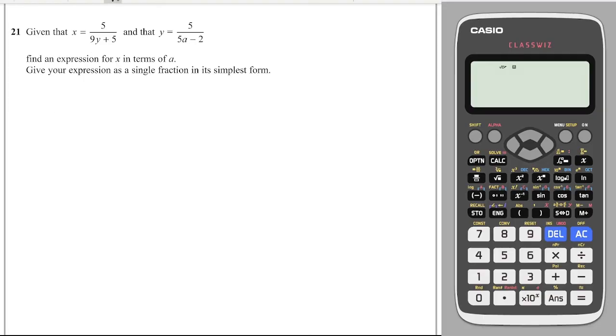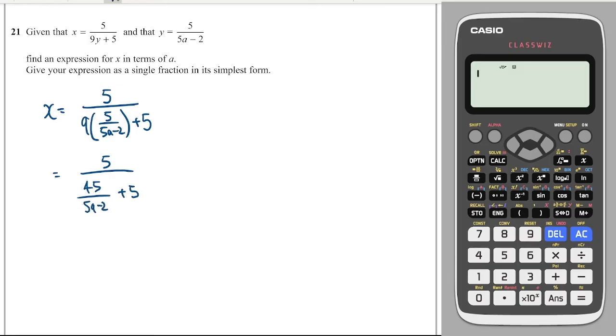Okay, it says find the expression for x. So I know that x is 5 over 9 times y, and y is 5 over 5a minus 2 plus 5. I'm going to multiply that 9 through, and when I multiply a fraction by 9, for example, I need to multiply the top or the numerator by 9.